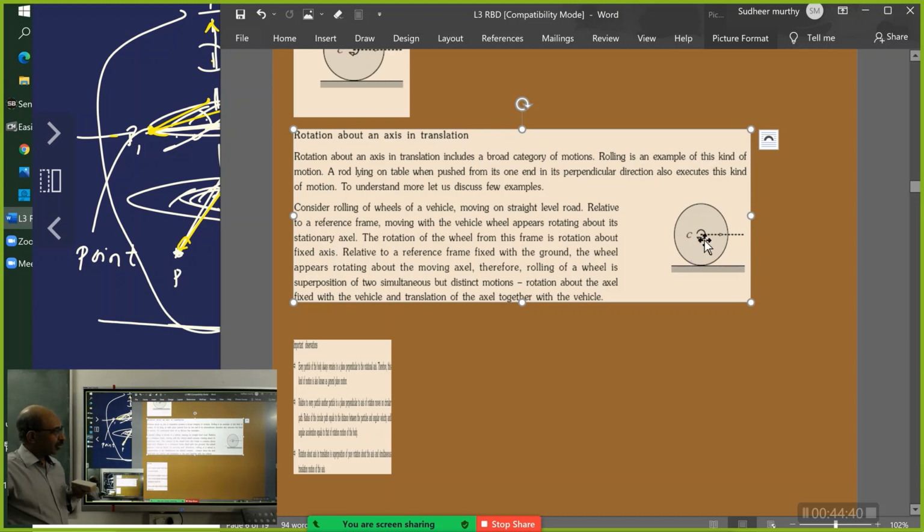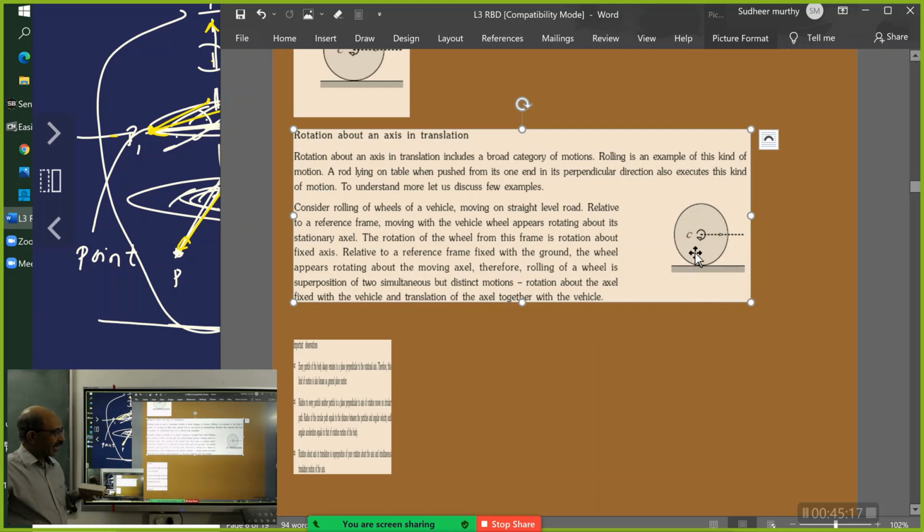That means now, supposing you are sitting on the axle, then you will only sense the wheel rotating around you. The rotation of the wheel from this position is rotation about the fixed axis. Relative to a frame fixed with respect to the ground, the wheel appears to be rotating about the moving axle. Therefore, the rolling of a wheel is a superposition of two simultaneous but distinct motions: rotation about the axis fixed to the wheel, and translation of the axle together with it.